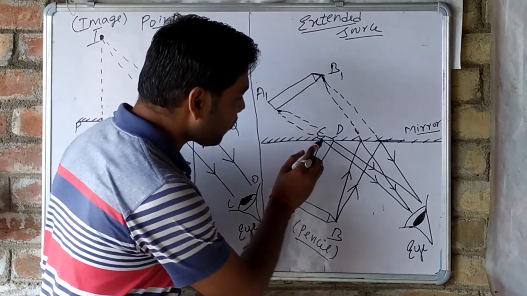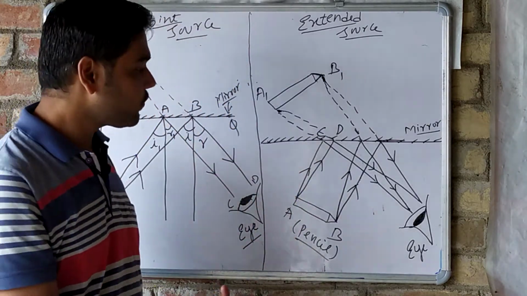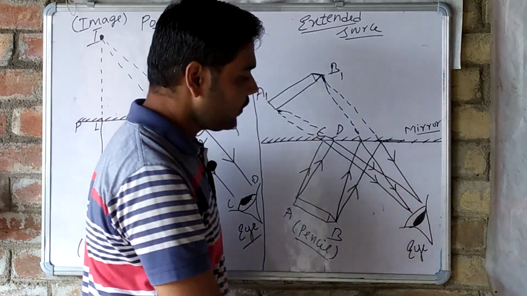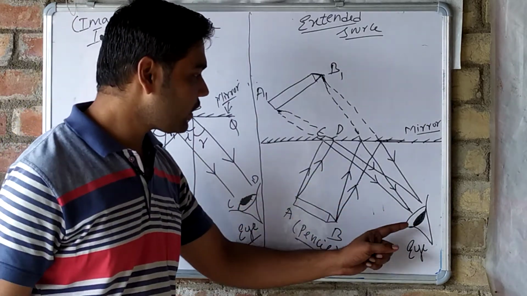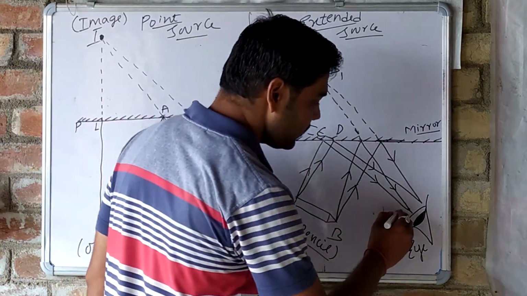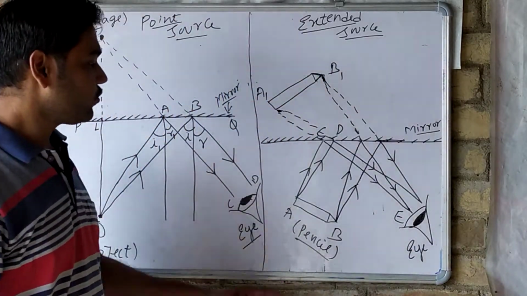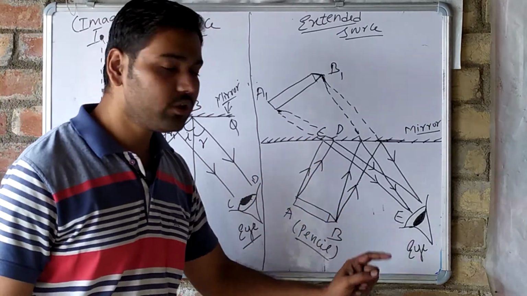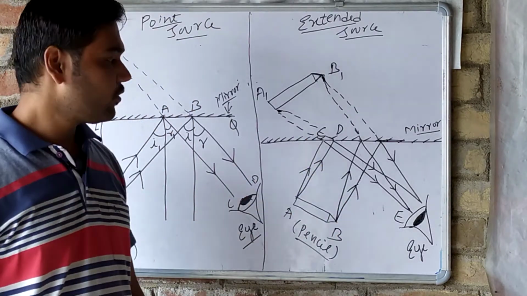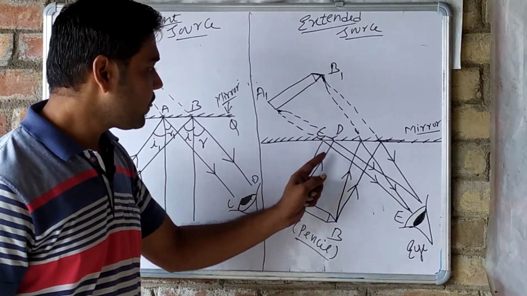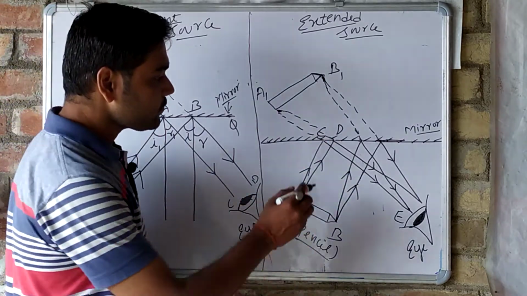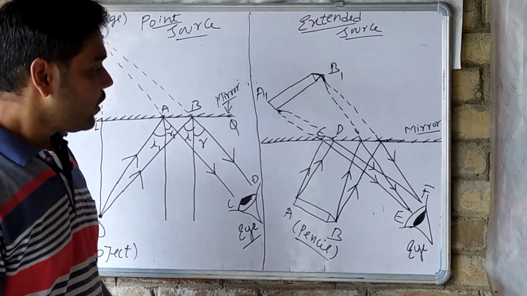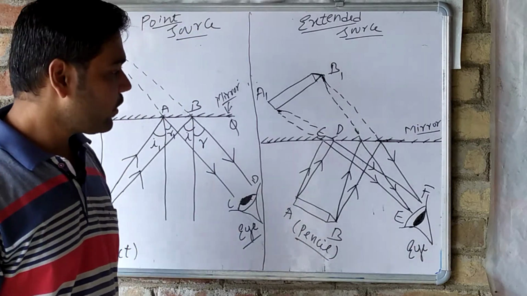Okay, now what happens? After striking, it will follow the laws of reflection. After striking, it will what? It will reflect towards the eye. Okay, and suppose this is point E. So from A to C is an incident ray and from C to E is a reflected ray after reflecting. Okay, now what happens? This ray A to D is an incident ray and from D to F is a reflected ray. Okay, and what happens? A person is keeping the eye over here.